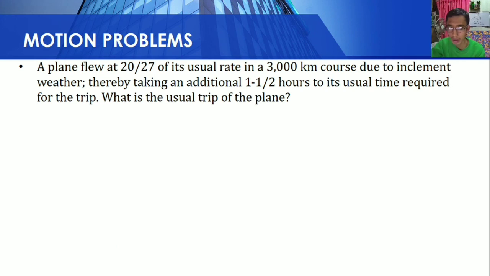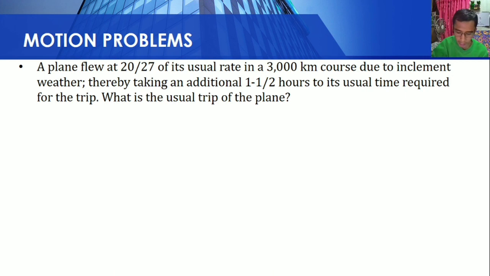So next: a plane flew at 20/27 of its usual rate in a 3,000 km course due to inclement weather, thereby taking an additional 1.5 hours to its usual time required for the trip. So what is the usual time of the trip of the plane? Due to inclement weather, the plane flies at 20/27 of its usual rate, so it adds an additional 1.5 hours.